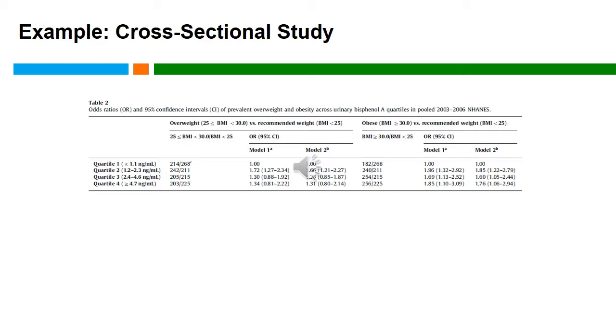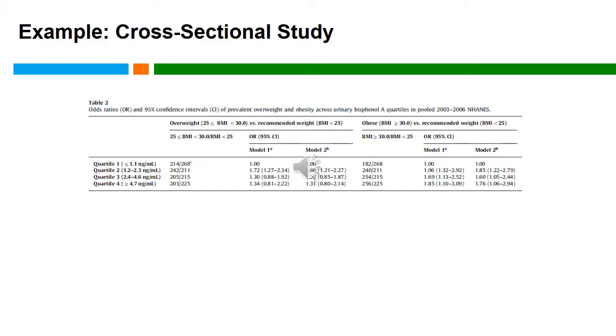So what are the major limitations to this study? Well, because it's cross-sectional, you're not able to conclude that the BPA exposure occurred prior to the obesity onset. They've measured both of these, the obesity metric and the BPA exposure, at the same point in time.